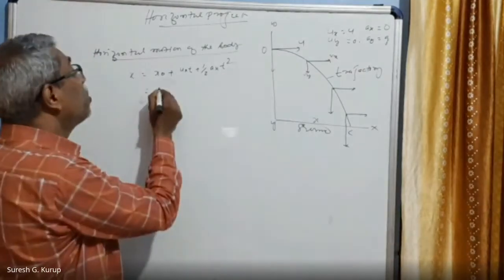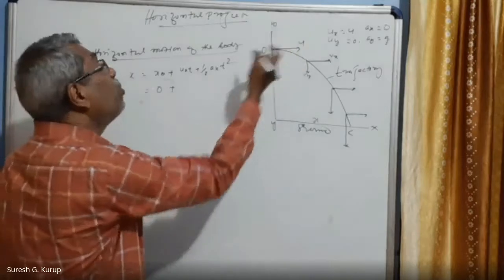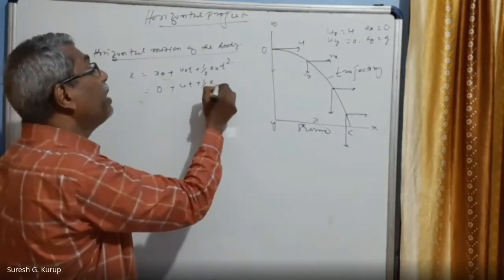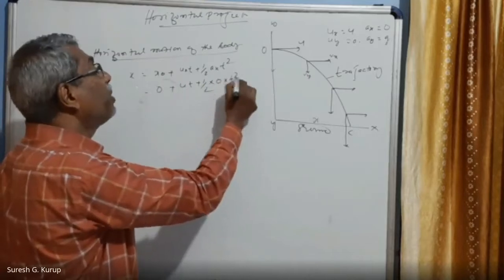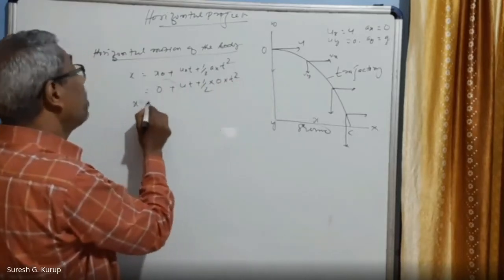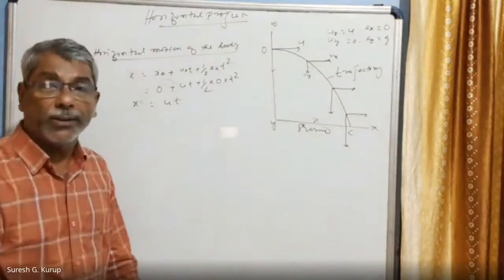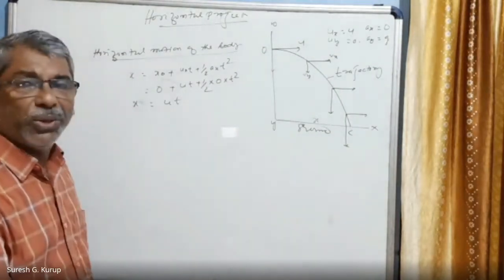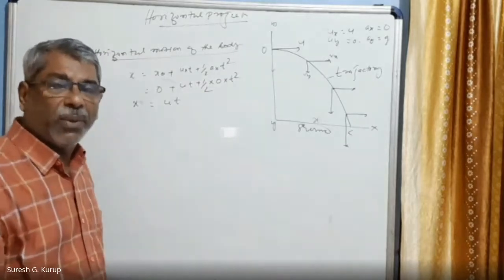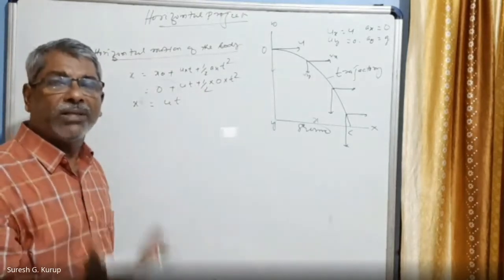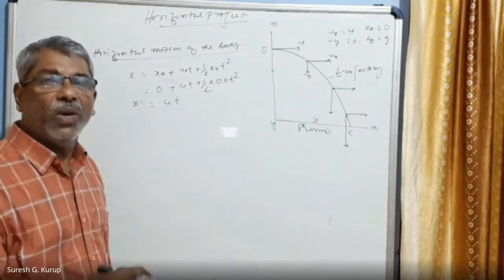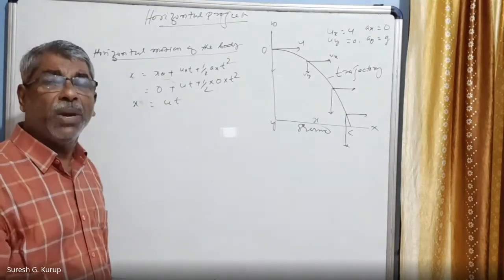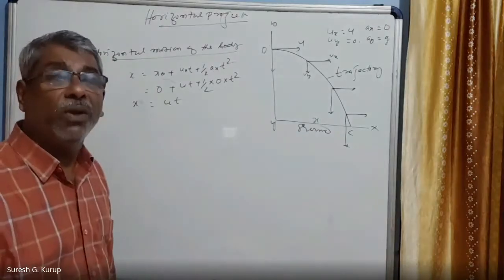So we have 0 plus ux, which is equal to u, into t, plus half into ax, which is equal to 0, into t square. Therefore, in the horizontal motion, you can write x is equal to ut. X is equal to ut, right? Because displacement along the x-axis direction is equal to velocity into time, when the body moves with uniform velocity.